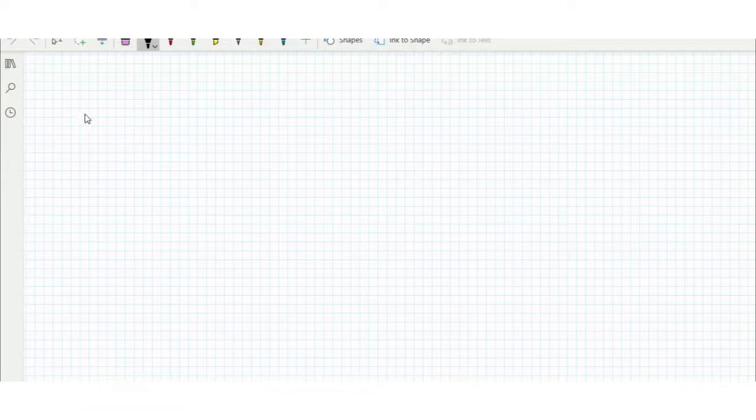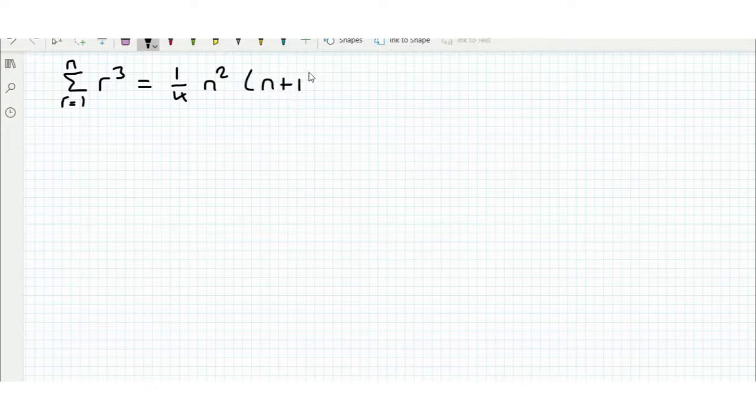The first one we're going to look at is a summation problem, and we've got to prove that for all natural numbers n, so whole numbers greater than or equal to 1, the sum from r equals 1 to n of r cubed is equal to 1/4 multiplied by n squared multiplied by n plus 1 squared.